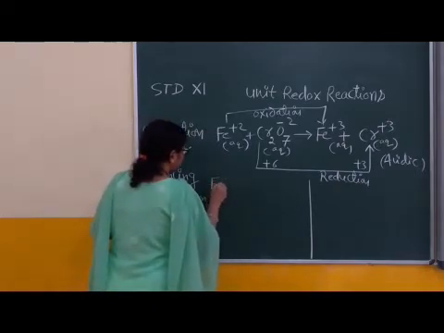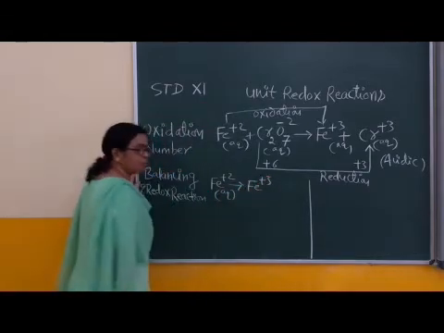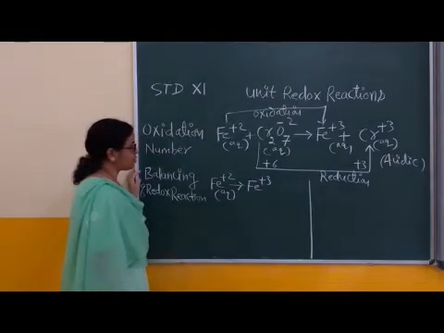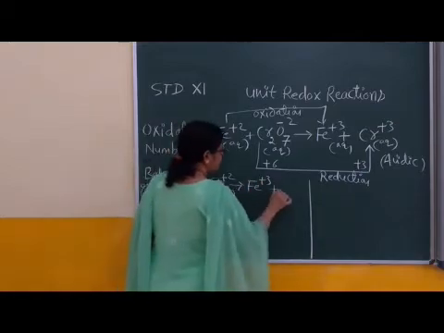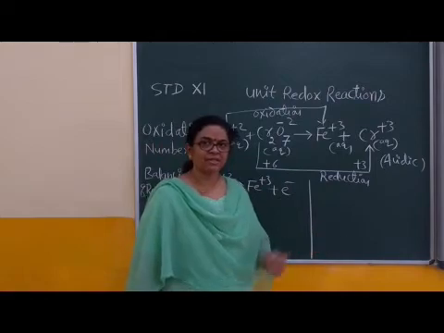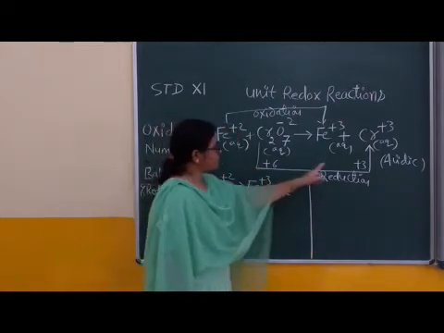Ferrous to ferric: plus 2 means plus 3. According to the modern concept, the tendency of any atom or ion to lose an electron, its oxidation number increases by 1, which means loss of 1 electron. And loss of electron is always written towards the right hand side of the reaction equation. Right? But what is the net difference?